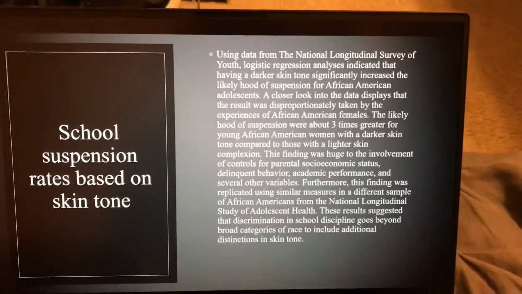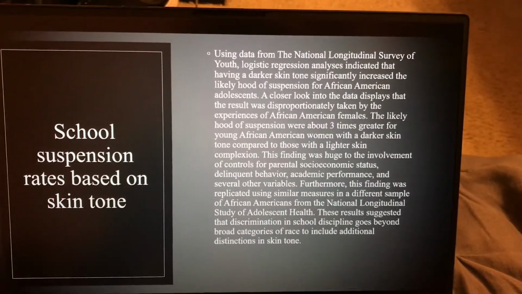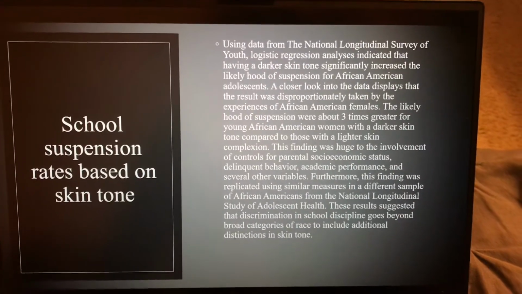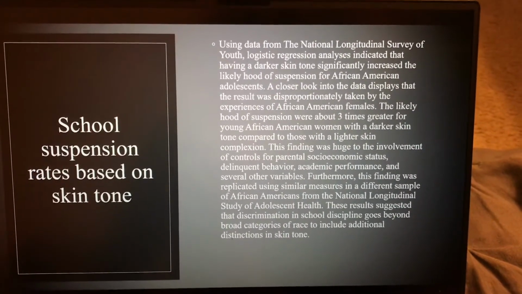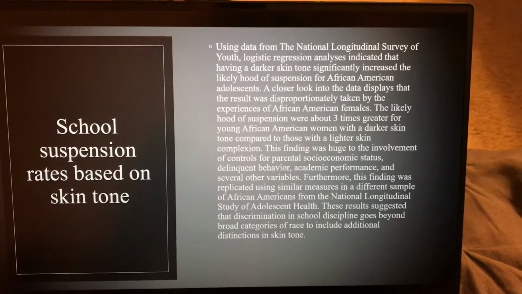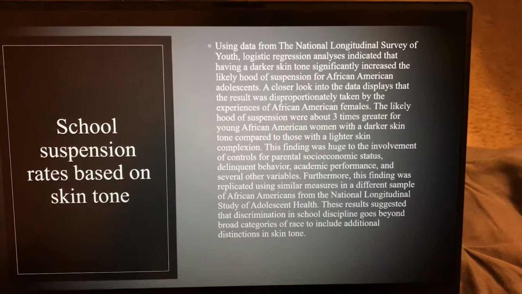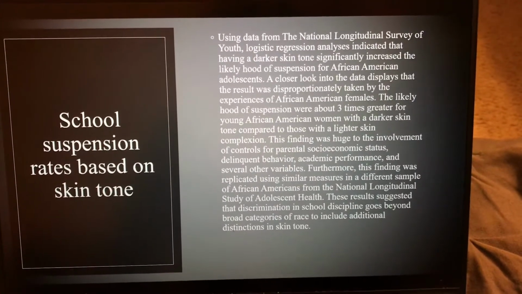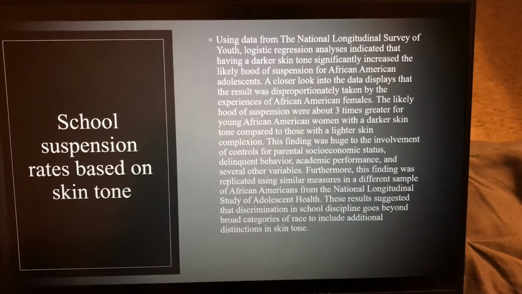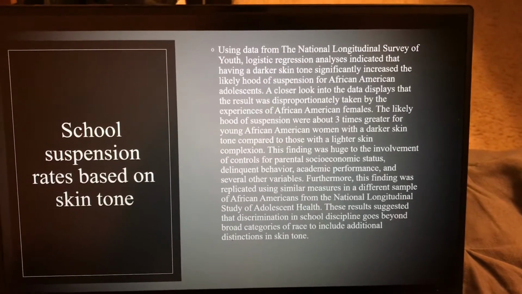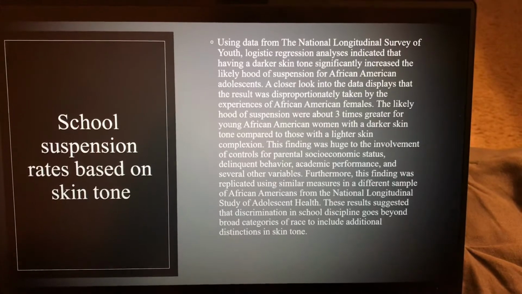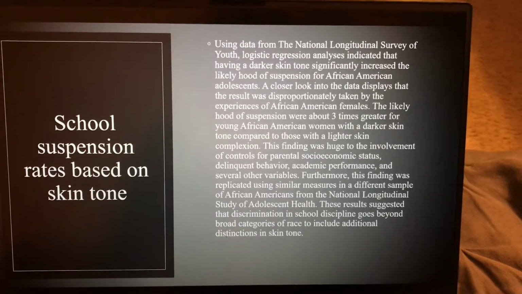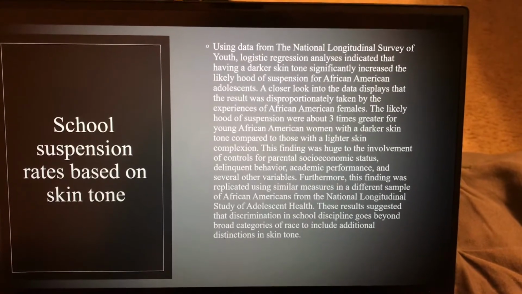School suspension is based on skin tone. Using data from the National Longitudinal Survey of Youth, logistic regression analysis indicated that having a darker skin tone significantly increased the likelihood of suspension for African American adolescents. A closer look into the data shows the result is disproportionately driven by the experiences of African American females. The likelihood of suspension was about 3 times greater for a young African American woman with a darker complexion compared to those of lighter skin complexion.